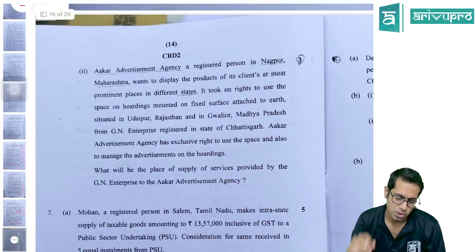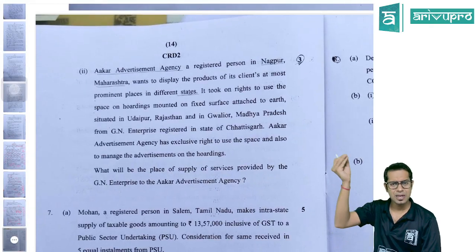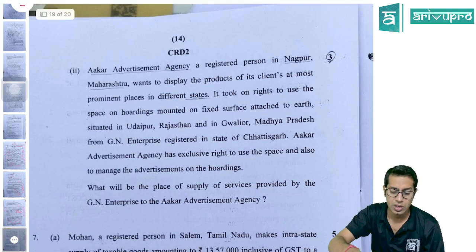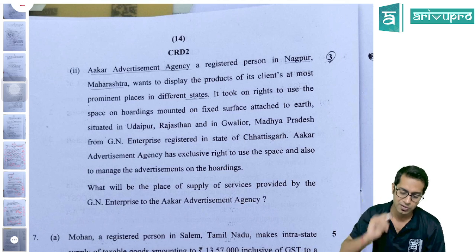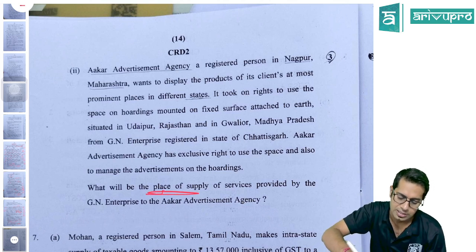And then the next question, very easy, recent amendment. So they have asked a question on place of supply. I told in the classroom that a 100% 5 marks question will be asked from this topic, and they have given a 5 marks question. One more question on place of supply.